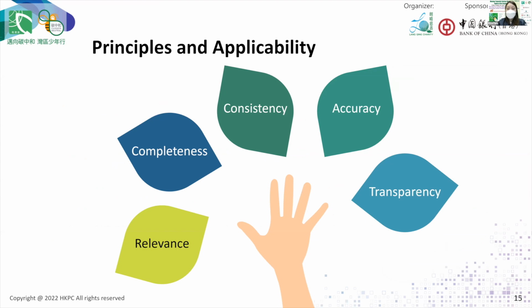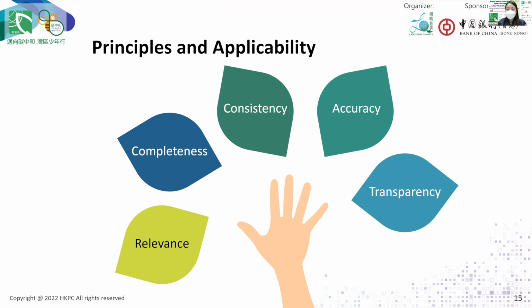In carbon audit, there are 5 very important principles that we have to bear in mind. The first one is relevance. We should ensure that the boundaries, information and data selected for compiling the greenhouse gas inventory appropriately reflect the greenhouse gas emission status of the building concerned and serve the needs of internal and external users, like within the school or for disclosure.